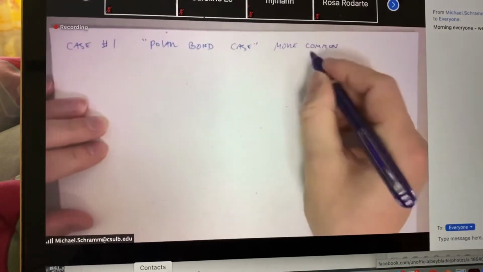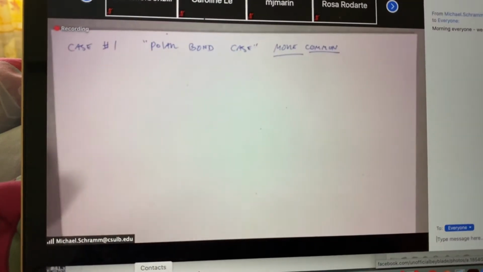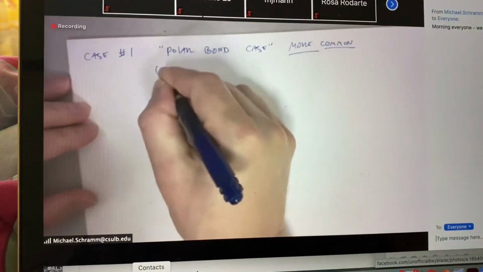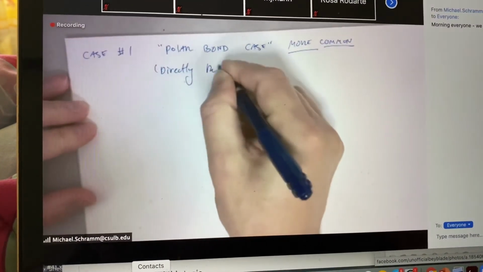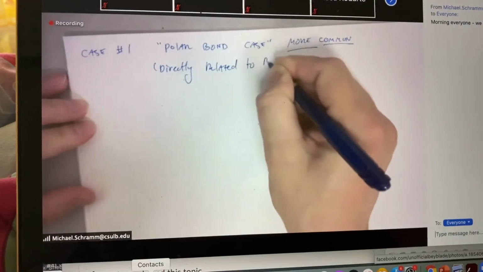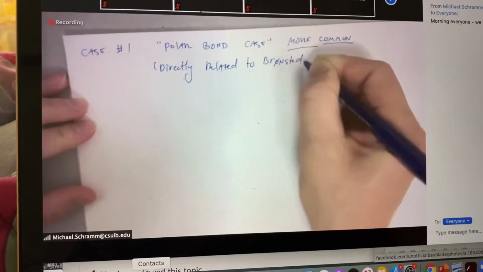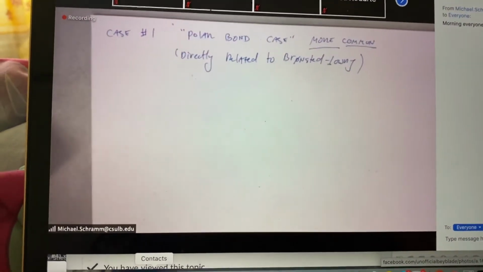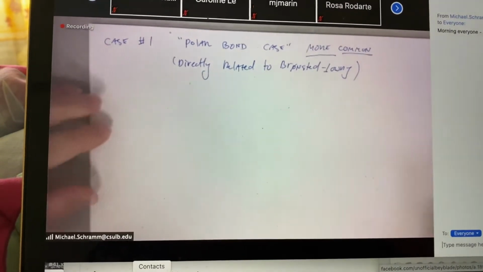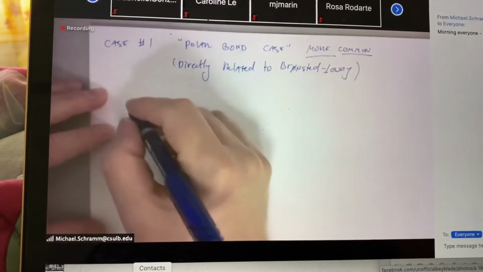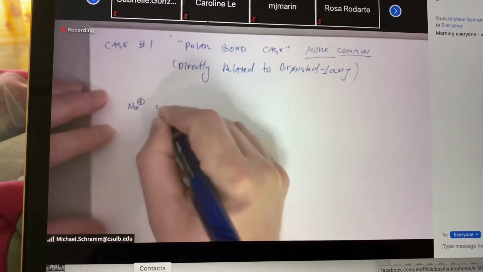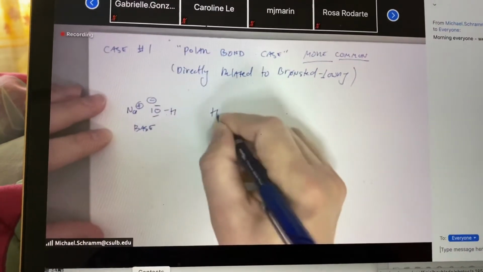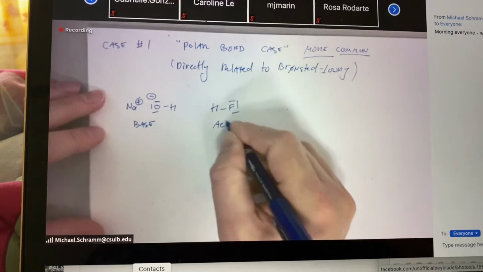And this case, actually, is going to help us better understand why we push electrons the way we do. It's directly related to the Bronsted-Lowry definition. So it'll help us make sense of the Bronsted-Lowry definition. We're going to take a base and an acid. We'll take sodium hydroxide. This is going to serve as our base. We're going to take HF, hydrofluoric acid. This is going to serve as our acid.